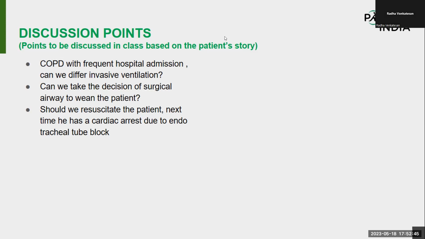Once you go into invasive ventilation, when you make the decision of coming out of that, how and what are the modes of weaning? And then should we resuscitate the patient next time he has a cardiac arrest due to endotracheal tube block? So these are the things we're going to discuss. If we come out of this screen, Sri Priya, then we can have the discussion with everyone participating. Yes, ma'am.